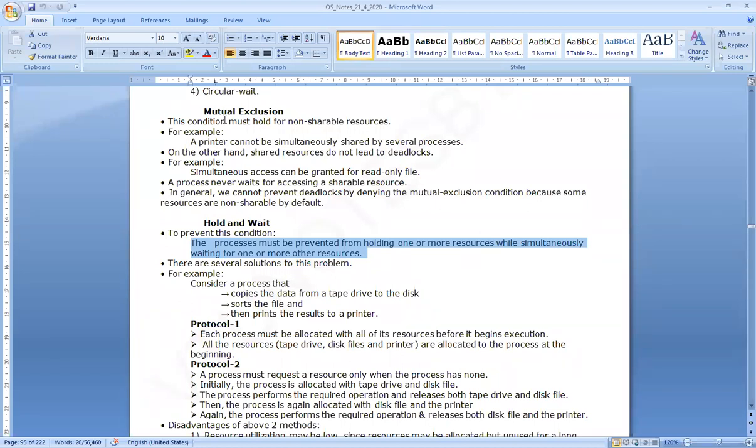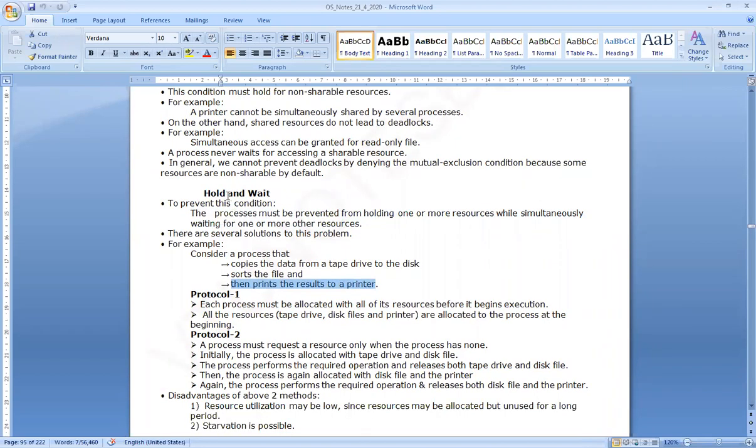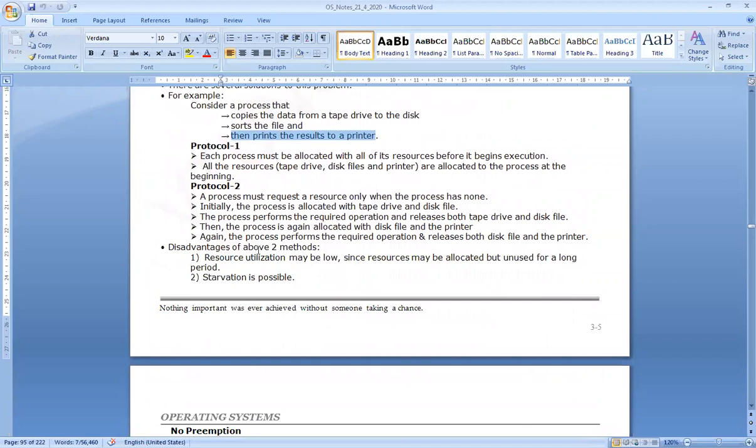We also studied an example, like consider copying data from a tape drive to the disk, then sorting the file, then printing the result to the printer. When these three things happen, we may get a situation called hold and wait. This example was given, and some advantages and disadvantages were also explained.